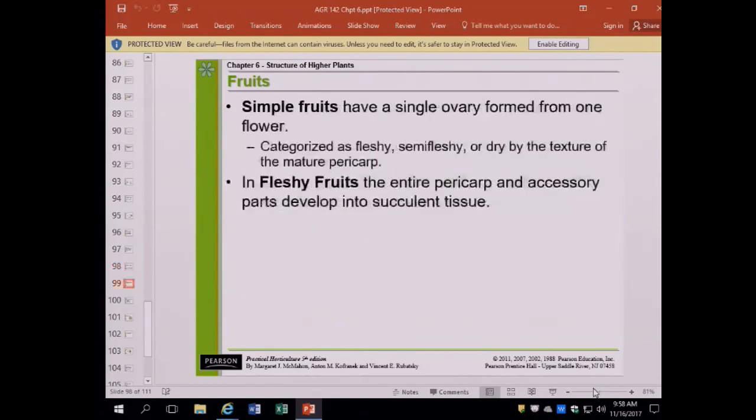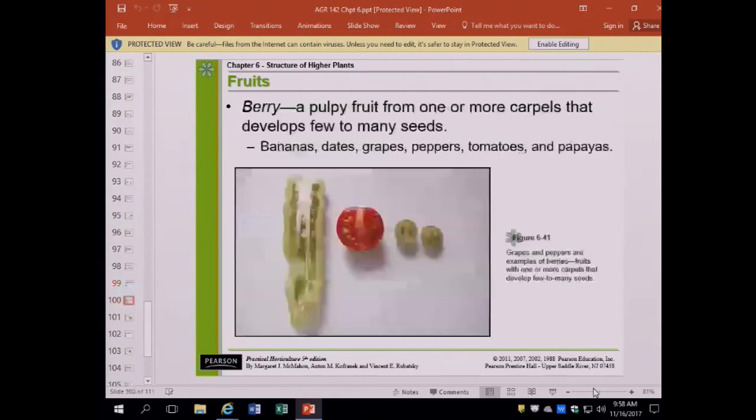All right, simple fruits have a single ovary formed from one flower, and they're categorized as fleshy, semi-fleshy, or dry by texture of the mature pericarp. In fleshy fruits, the entire pericarp and accessory parts develop into a succulent tissue. So we're talking about those simple fruits being the peach and things of that type.